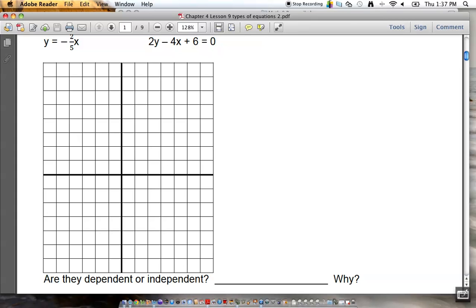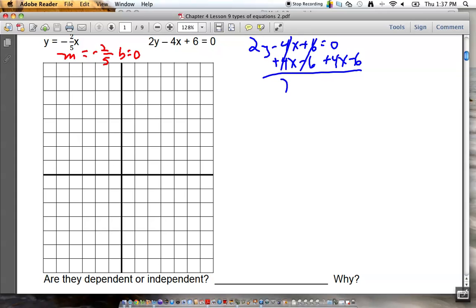Y equals negative 2/5 x. The slope is negative 2/5. The y-intercept is 0. Now we come over here. I've got a lot of work to do on this one. I have to make it say y equals. The first thing is that the negative 4x and the 6 are on the wrong side, so I have to get rid of them by doing opposites. 2y equals 4x minus 6. Divide by 2, and I get y equals 2x minus 3.